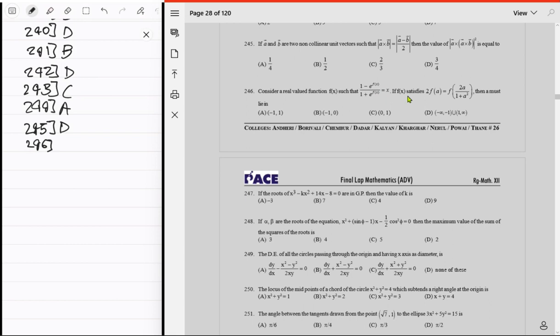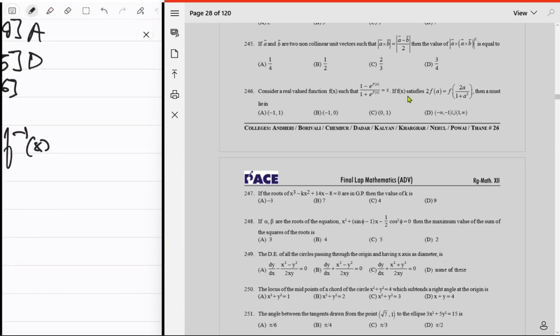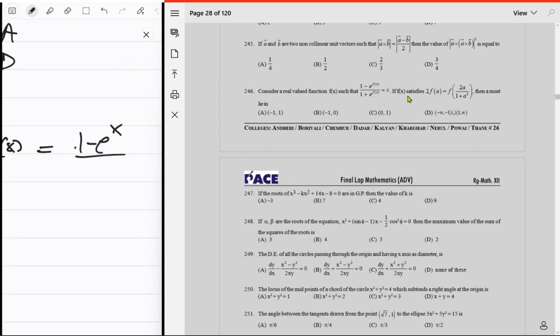Wait, that's like saying f inverse. Okay, f inverse of x is a function such that. Okay, f inverse of x is just (1 minus e power x) upon (1 plus e power x). That's what you're saying, isn't that right? Oh yeah. So you're saying this satisfies 2f of a is equal to f of. That's complicated because if you apply f inverse, that just becomes complicated. Oh god.